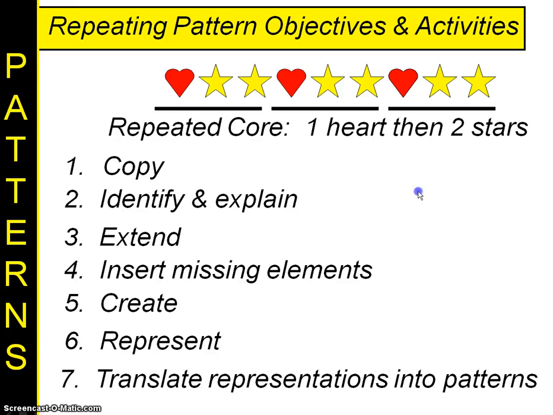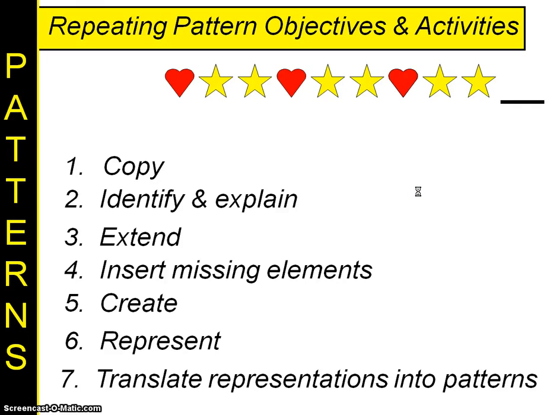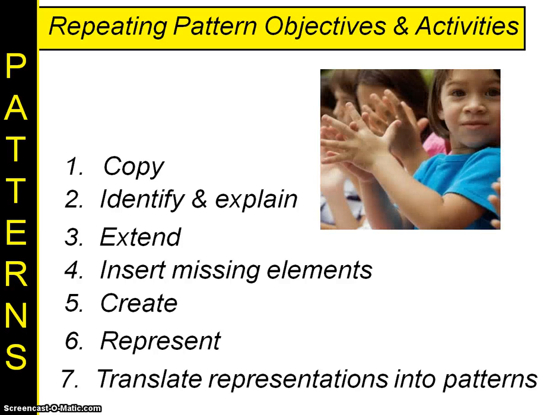A next skill is to extend a pattern, to say what comes next. And in this instance, it would be a heart. Or the missing element can be somewhere in the process of the pattern. In this instance, what's missing from the box area is a heart. Children also create patterns, and they can do it all different ways. They can clap patterns, they can move patterns, they can sing patterns, they can draw patterns, but creating patterns is part of the pattern learning process.